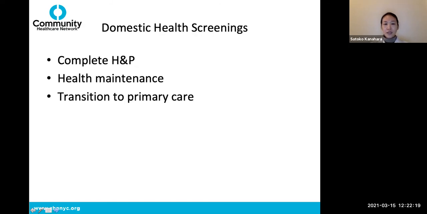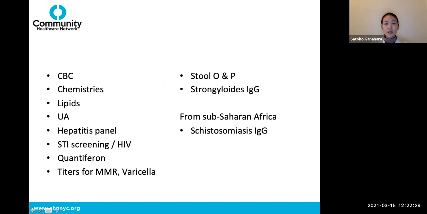And as part of the domestic health screening, basically we're doing a full complete H&P and trying to catch the health maintenance things, helping them transition to primary care. We regularly screen for conditions like anemia, making sure their kidney and liver functions are okay, hepatitis screening, HIV screening, TB screening. We also do O&P and strongyloides IgG to check for parasites and infections. And for those from sub-Saharan Africa, if they don't have documentation of treatment for schistosomiasis, we do an IgG for schistosomiasis.